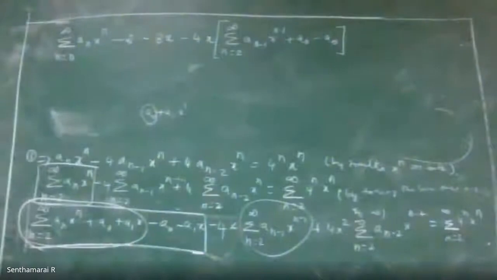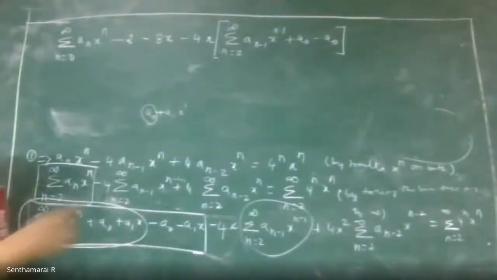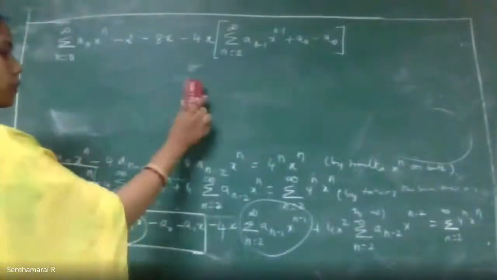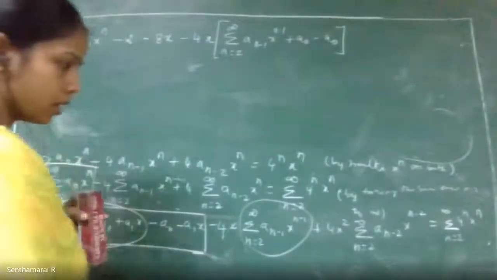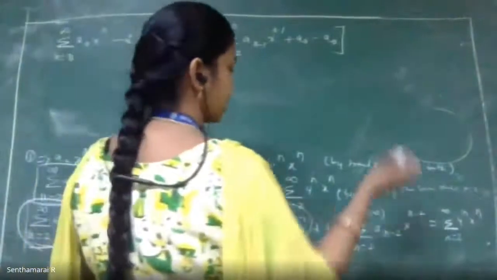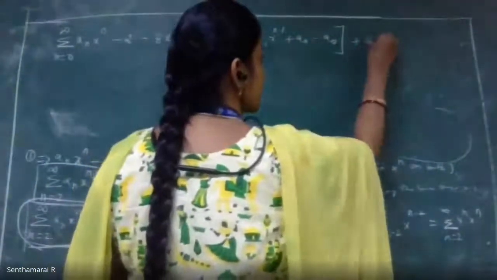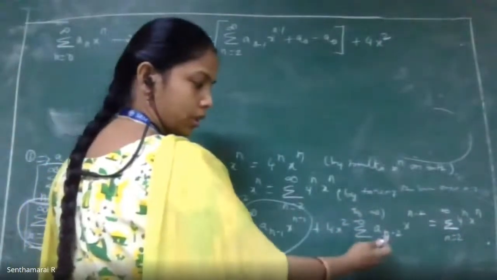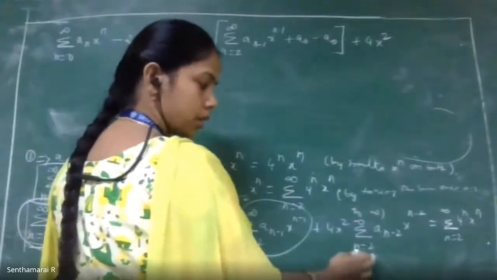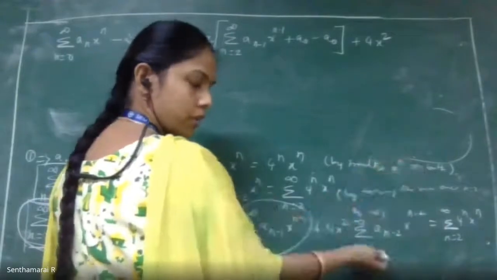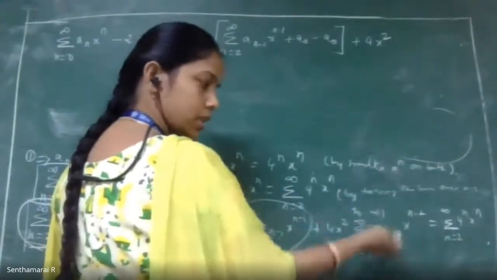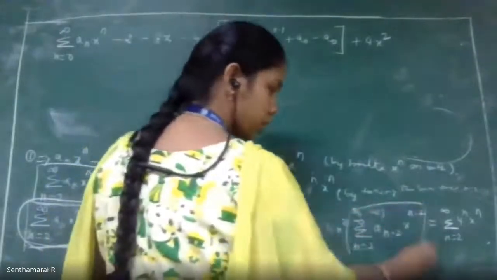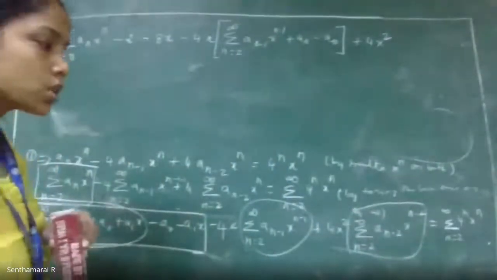The changes are happening only inside the summation, so the 4x should be common to all the three terms. The same thing happens in the third term, 4x squared. You just consider n equal to 2 to infinity. When n equal to 2, a naught comes. N equal to 3, the second term of g of x comes. N equal to 4, the third term of g of x comes. So all the terms we can get without adding or subtracting any term.